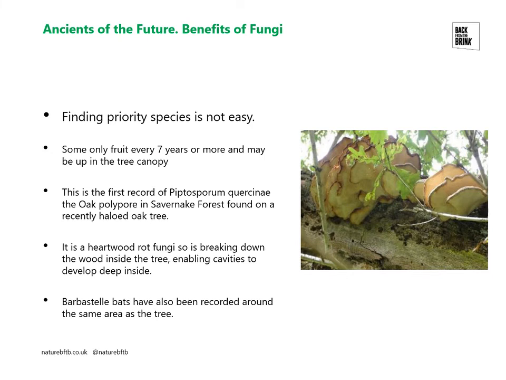We've also spent time looking for these priority species in order to try to record where they are and if trees have them, and we have been able to be successful in finding some of the oak polypore in Savernake Forest, and we believe this was the first record of this particular fungus growing on the heartwood, but it's doing the job of breaking it down slowly and creating cavities. And it's interesting that our bat survey identified barbastelle bats in the vicinity of this tree that had this fungus on it.